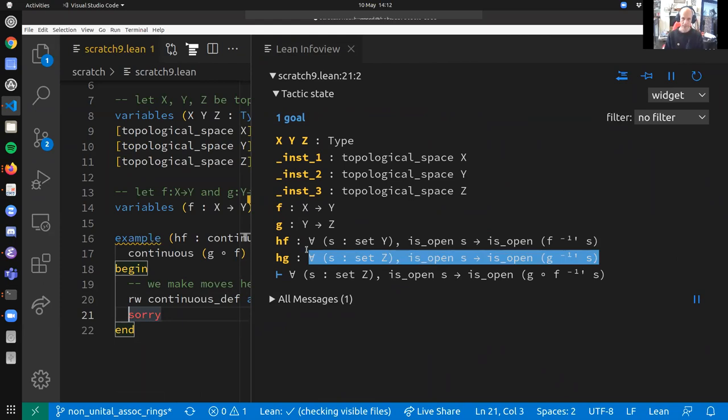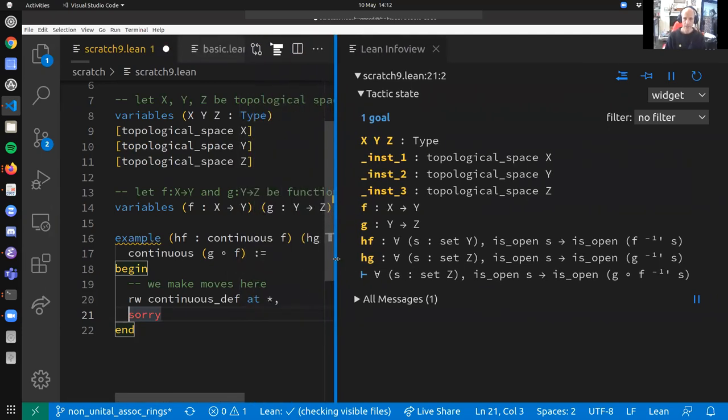And similarly, this hypothesis used to say that g was continuous, and now it says for all open subsets of Z, the pre-image under g is open as well. And our goal is for all open subsets of Z, the pre-image is open if I pull back along the composite map g composed with f. So that's what the goal is now.